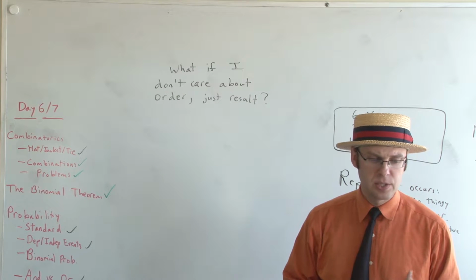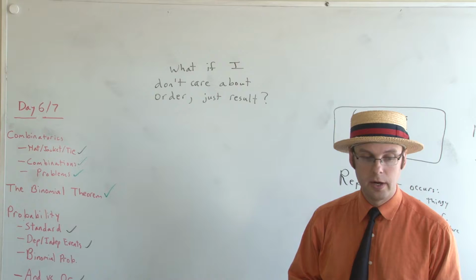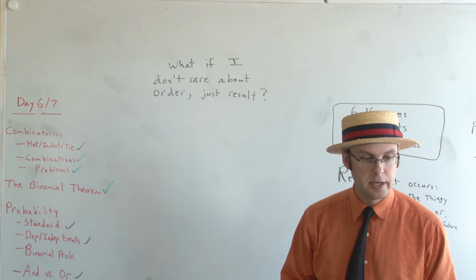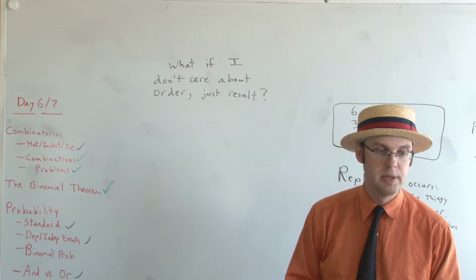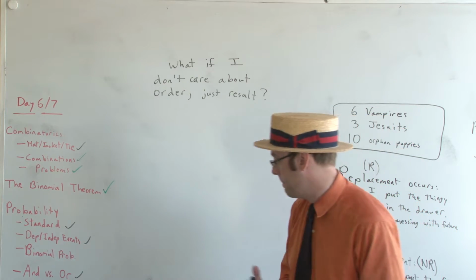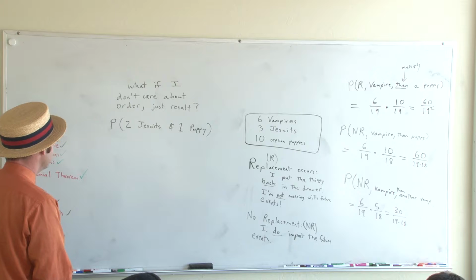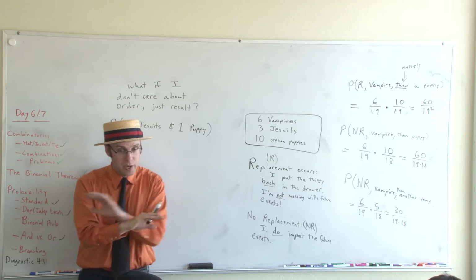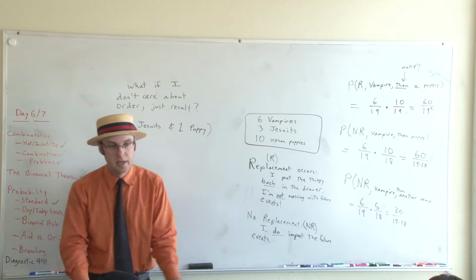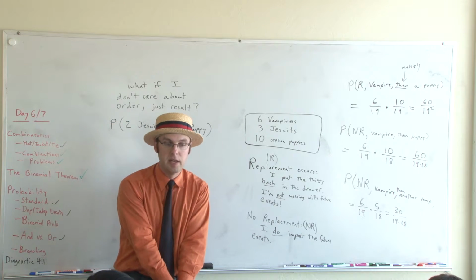which is, again, sort of like Pascal's triangle, where it's a really nice dodge. It works really well, but it can be physically kind of a little bit tedious. But let's see how that works. So let's say that we want 2 Jesuits and a puppy. I don't care what order I get the 2 Jesuits and a puppy in, I just want 2 Jesuits and a puppy at the end of the day.